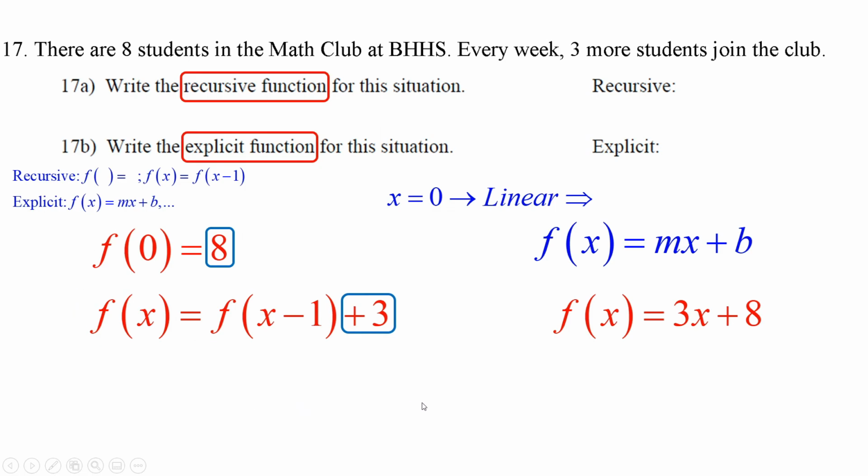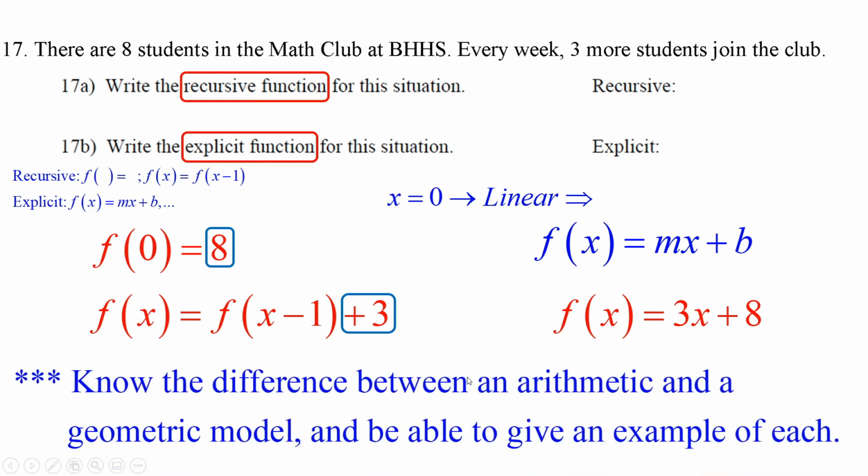And we are done with the review. Now I want to give you a little note to finish up. Know the difference between an arithmetic and a geometric model. Like if this had been geometric, instead of plus 3, we would have a times 3 right there. All right? Okay? And be able to give an example of each. You guys are great at that. You're going to do great on this test.